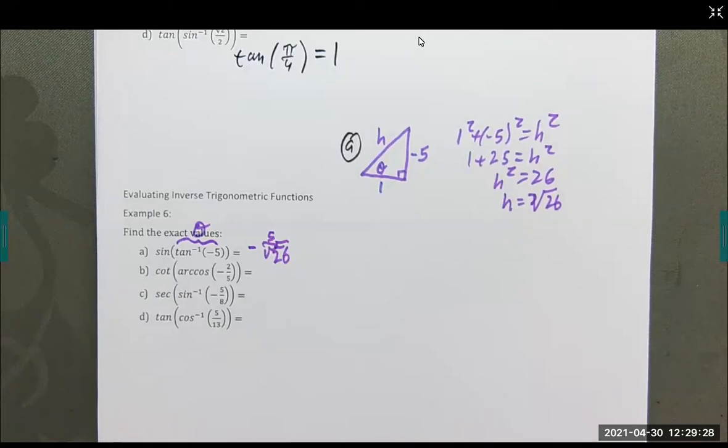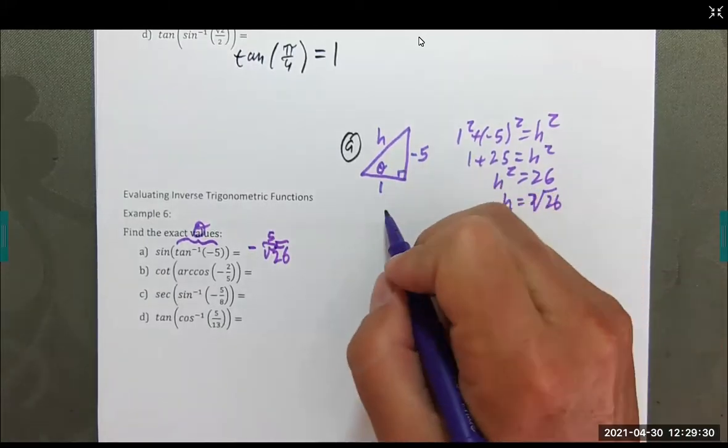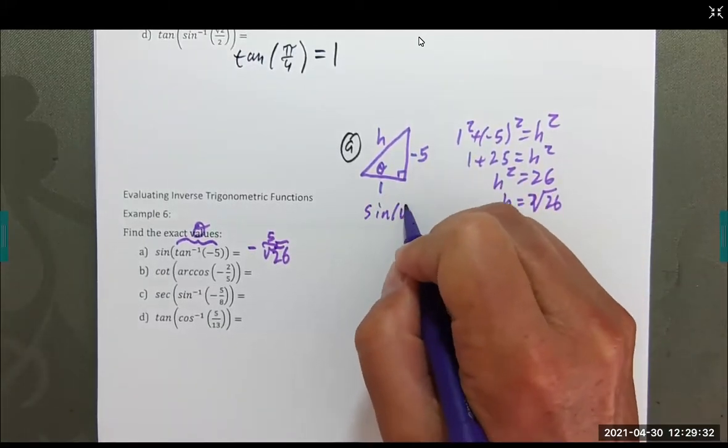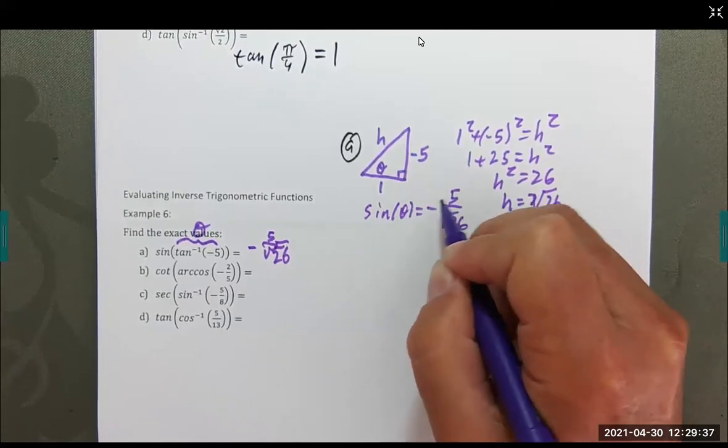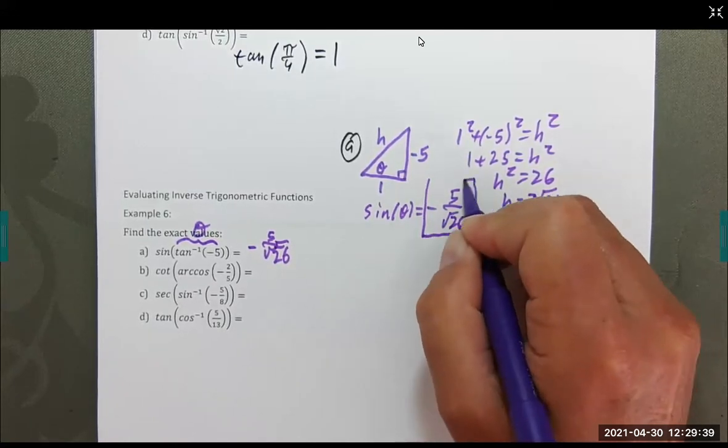And for now, probably better to write it here. So sine of theta is negative 5 over root 26. You can rationalize the denominator. Your teacher may want you to do that.